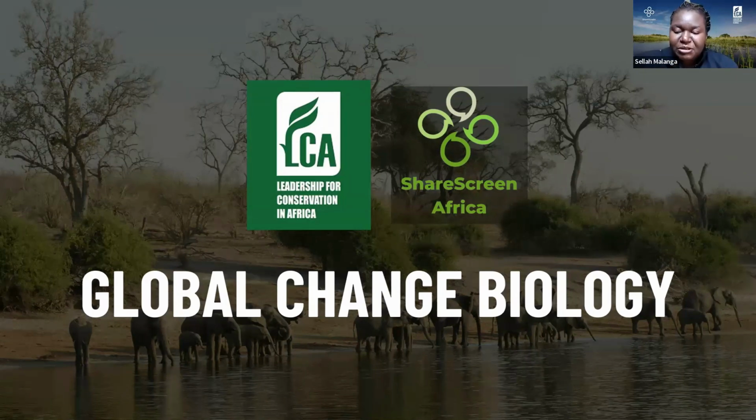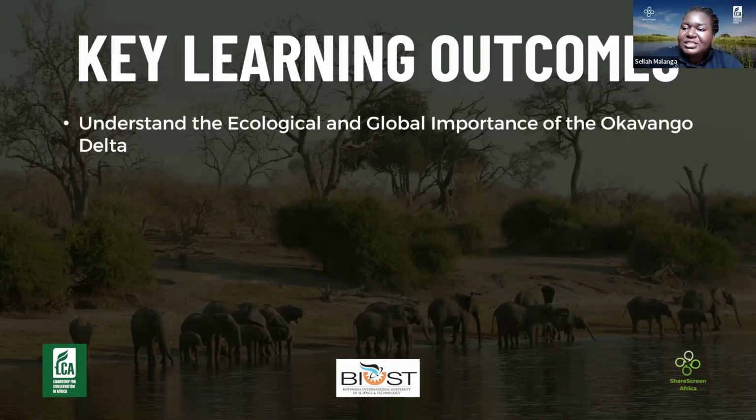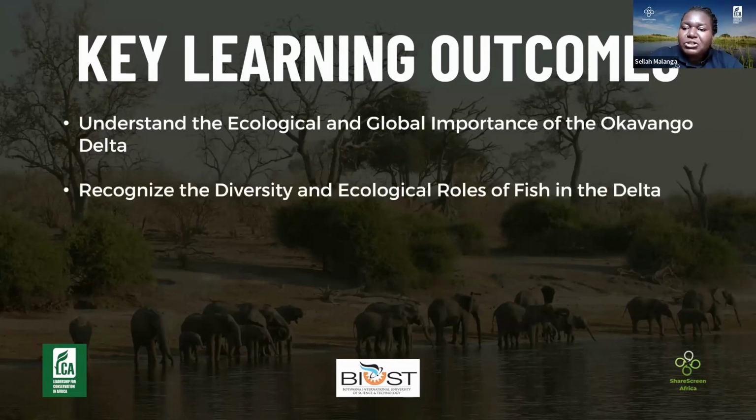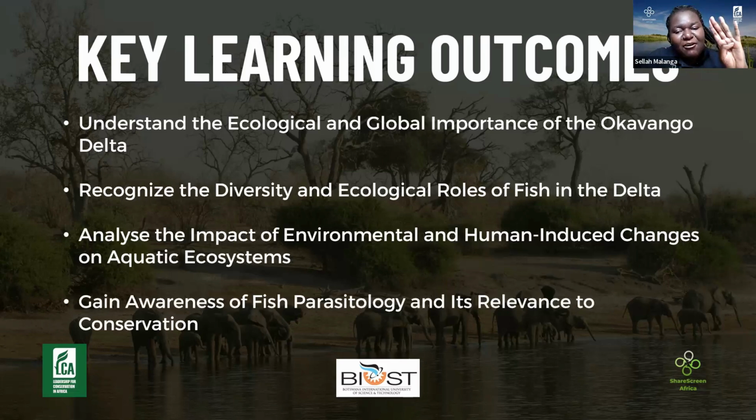Before I introduce them, I would like to share with you some learning outcomes. What are you going to learn today? By the end of this talk, you should be able to: one, understand the ecological and global importance of the Okavango Delta; two, recognize the diversity and ecological roles of fish in the Delta; three, analyze the impact of environmental and human-induced changes on the aquatic ecosystems; and number four, gain awareness of fish parasitology and its relevance to conservation.